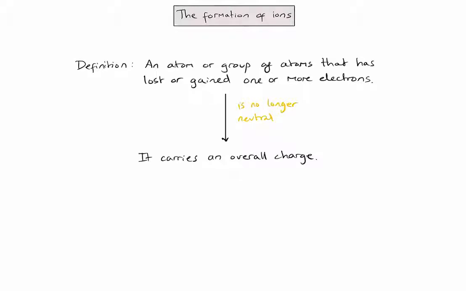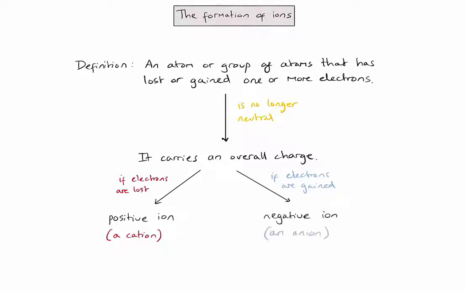If the atom has lost electrons, then it will become a positively charged ion. And positively charged ions are also known as cations. If the atom has gained electrons, it will become an overall negatively charged ion. And negatively charged ions are also known as anions. Let's have a look at a simple example of each.